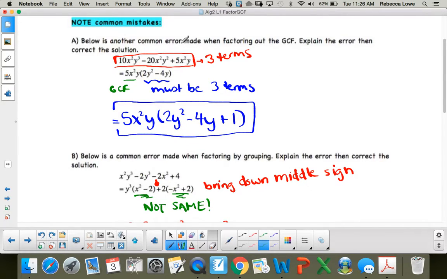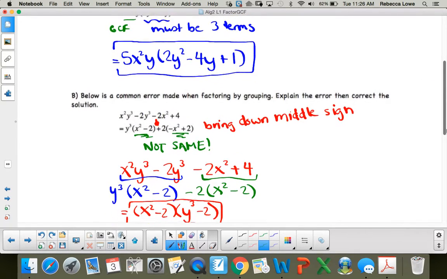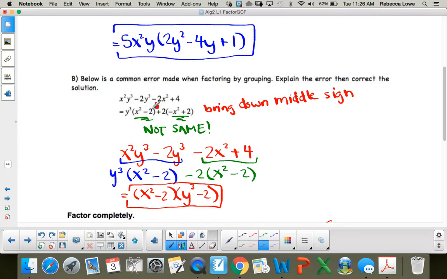Remember, if you have 3 terms here, once you pull out the GCF, you should have 3 terms as the second factor. In the second one, you should notice that the x squared minus 2 and the negative x squared plus 2 are not the same. So it's either 1, not factorable, or 2, you've made a mistake. And on all these problems, I'm going to make sure they're factorable, so you've made a mistake.